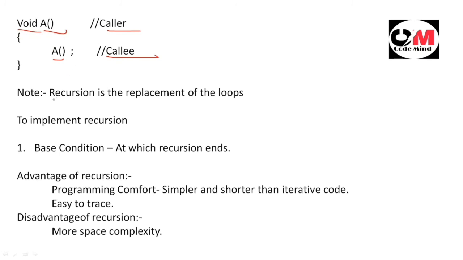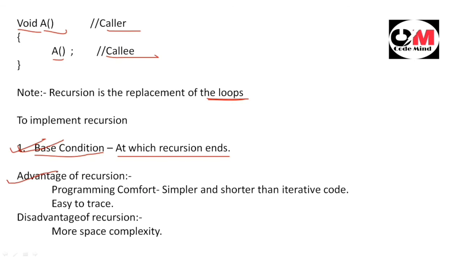Recursion is the replacement of loops. To implement recursion, we must have a condition called a base condition, that is, the condition at which the recursion ends. If we don't have the condition, then the recursion will go on infinitely. So we must have a base condition where the recursion will end.